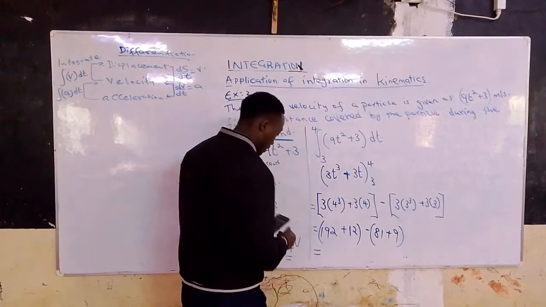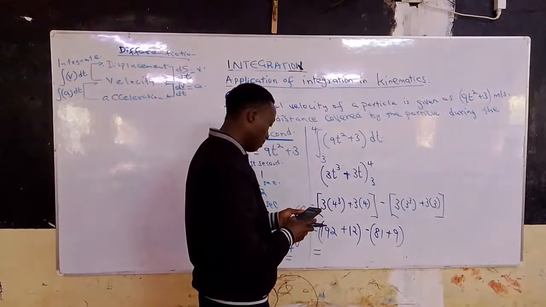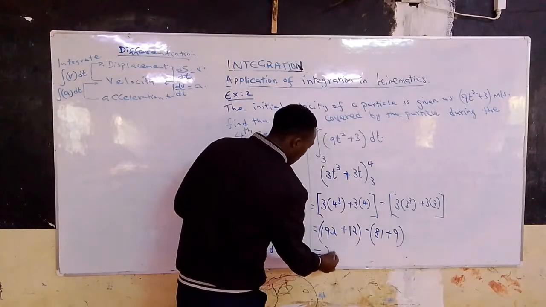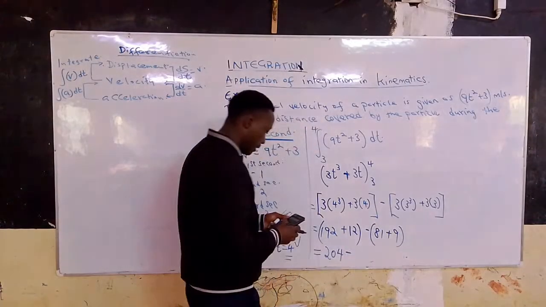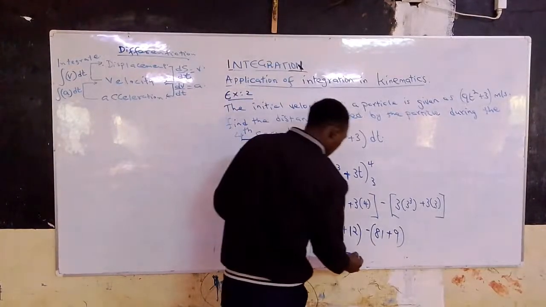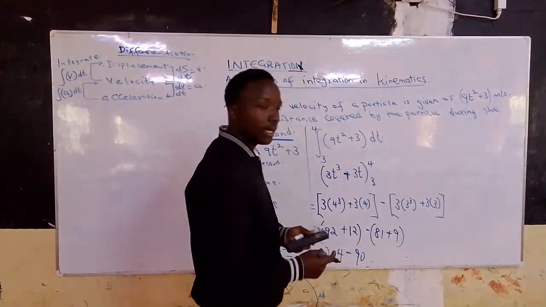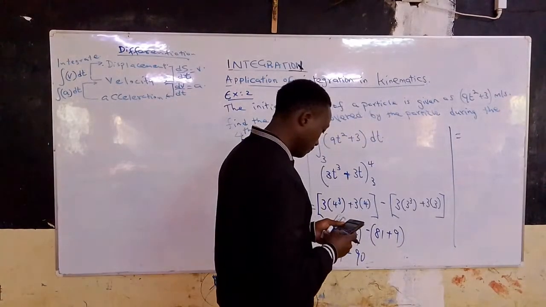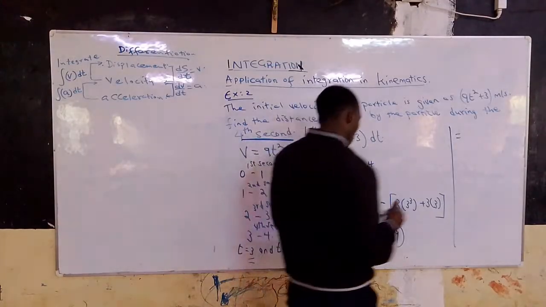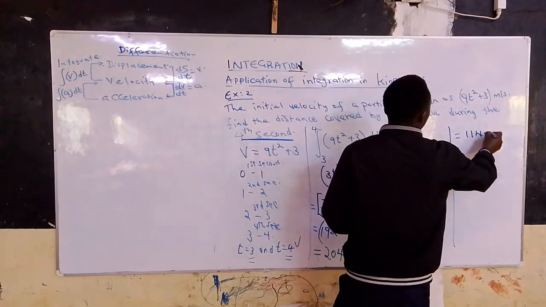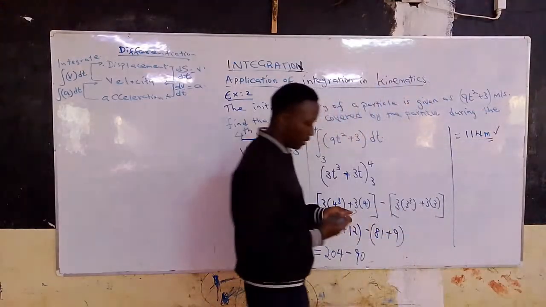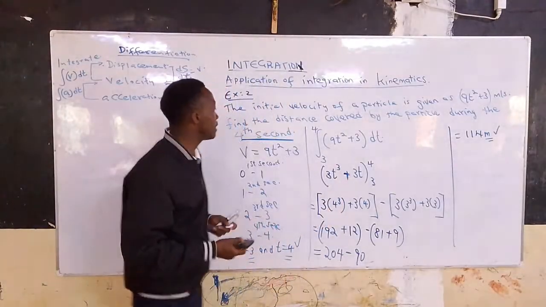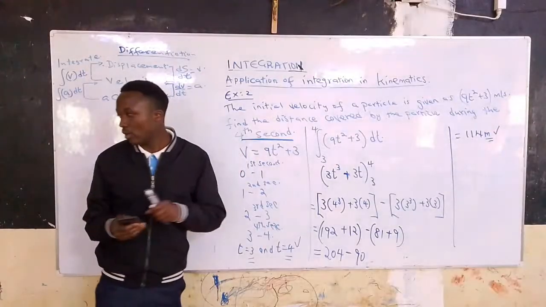So our distance will be 192 plus 12, which is 204, minus 81 plus 9, which is 90. So 204 minus 90 will give us 114 meters. That is how we determine the distance covered during the 4th second.